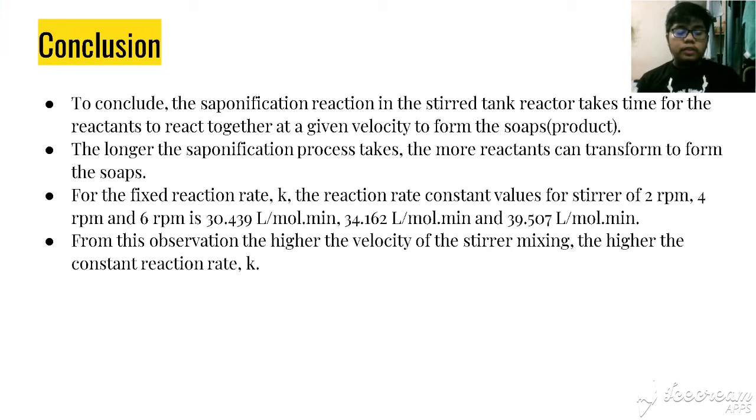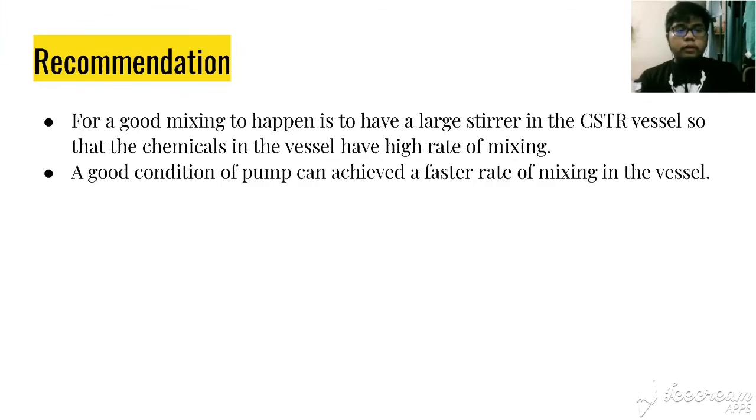From this observation, the higher the velocity of the stirring, the higher the reaction rate constant, which is K. For our recommendation, for good mixing to happen, have a large stirrer in the CSTR vessel, so that the chemicals in the vessel have a high rate of mixing, and a good condition of plant can achieve a faster rate of mixing in the vessel. That's all for us.